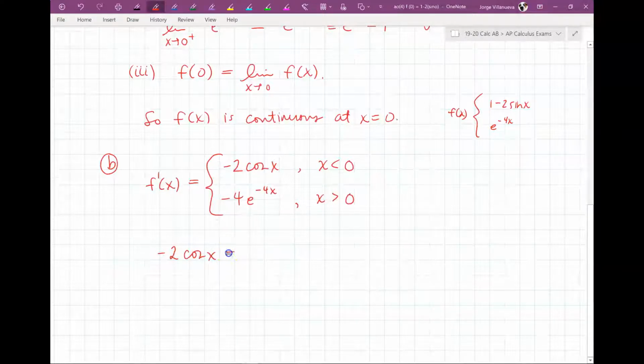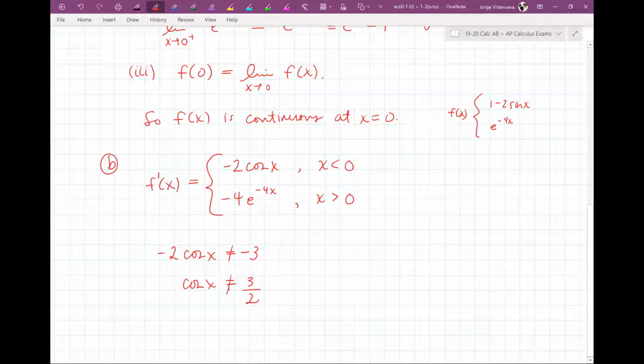So according to this, when does -2 cosine of x equal -3? Well, that means cosine of x would have to be 3/2, and that's impossible. The reason is that cosine of x can only be as big as 1 and as small as -1. Remember, it's an oscillating function that goes as high as 1 and as low as -1. 3/2 is too big.